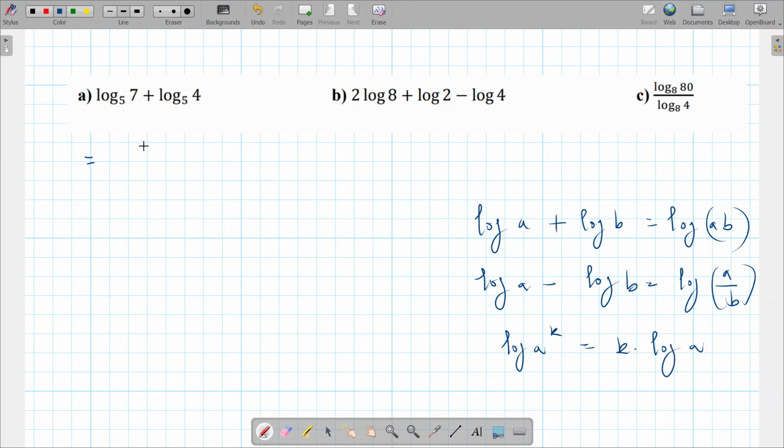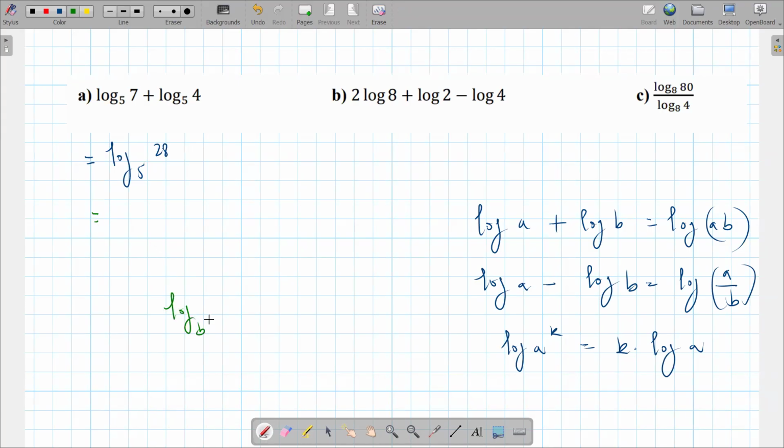Okay, so for part A, you've got to use the first rule. That's just going to give you log base 5 of 28, right? Now to plug this in a calculator, some calculators come with predefined bases. If they don't, what you've got to do is split this apart. This is called converting to base 10.